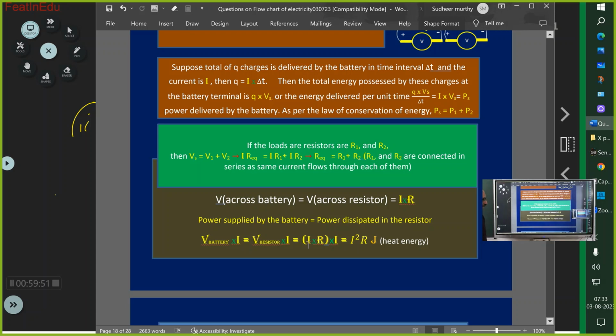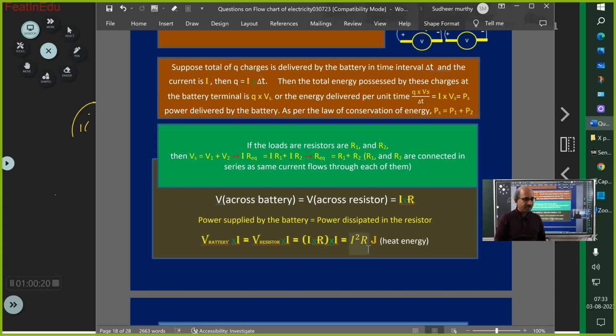Yes, sir. You wrote there in bracket heat energy, sir. Wait. I have not yet come to that point. So you get here I square R joules. This is the power dissipated in the resistor, and this is equal to power delivered by the load. Now, this power that is dissipated will get converted into heat energy. Understood? First the power is dissipated, then it will get converted to heat energy.